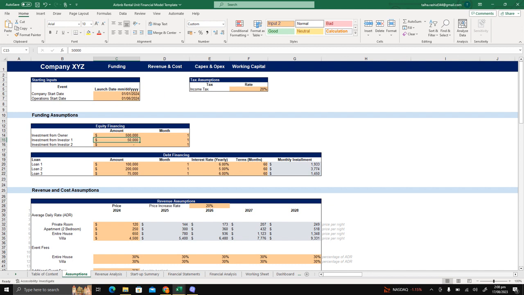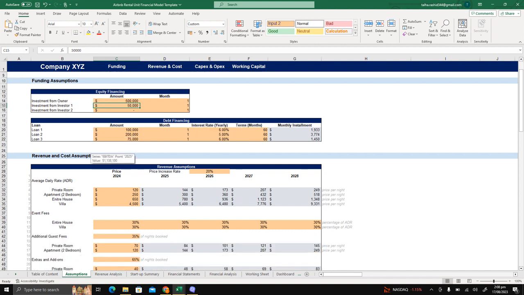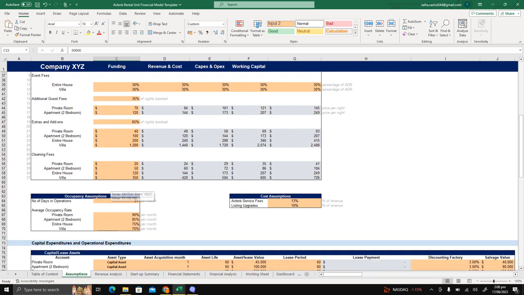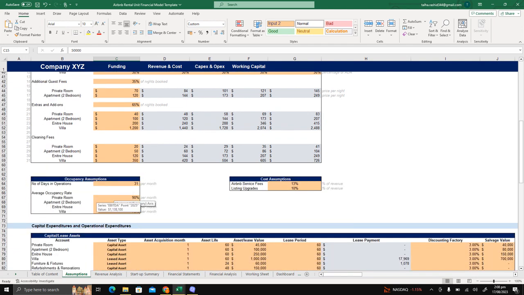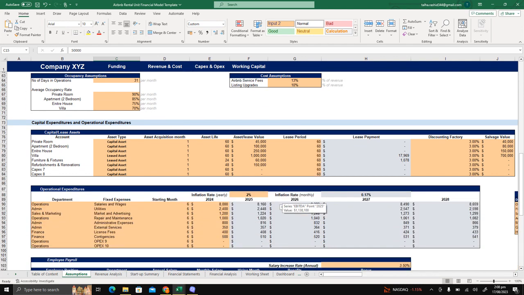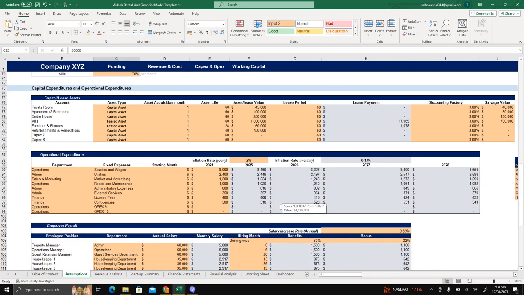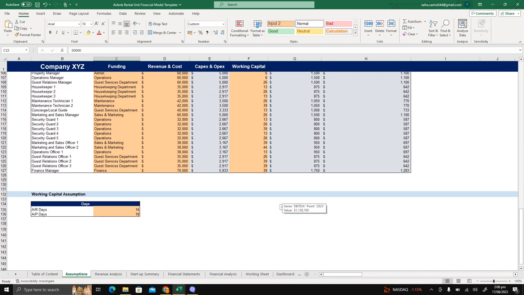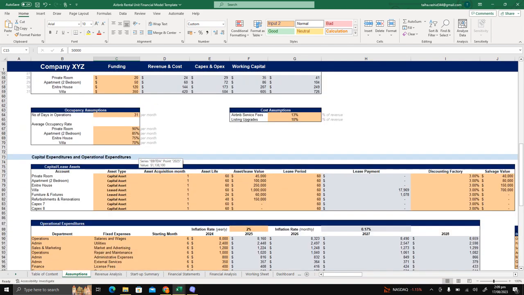Coming towards the assumption over here, assumption shows you the funding assumptions, revenue and cost assumptions, occupancy assumptions, cost assumptions, as well as capital expenditure and operational expenditures. Then comes the working capital assumptions. All these peach cells are changeable, whereas the gray cells have formulas.